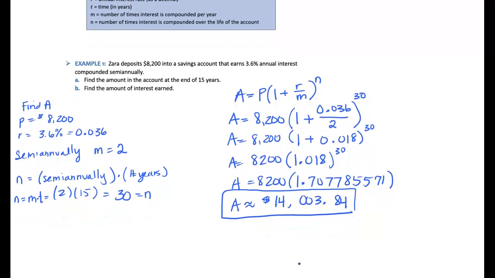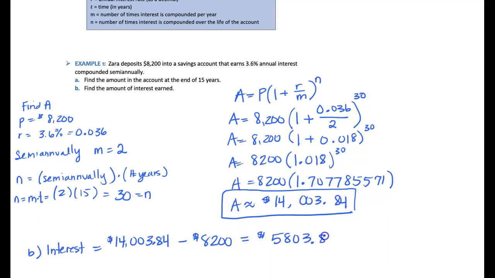Part B then says, find the amount of interest. So to find the interest I like to say is the difference between the money you put into the account and the money that can be taken out. So the money at the end of the account that you can take out is $14,003.84. But the money that was initially put in was $8,200, that initial principal. So subtracting, we find that the interest is $5,803.84.